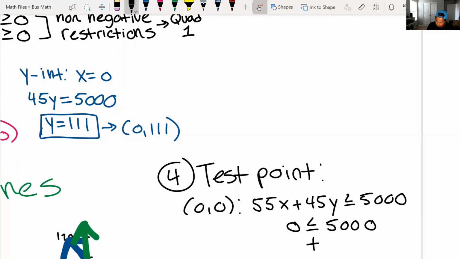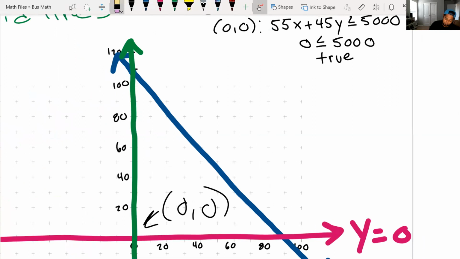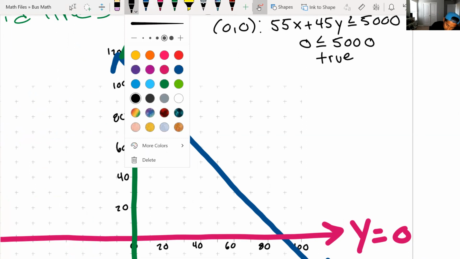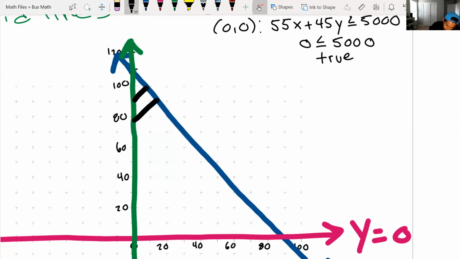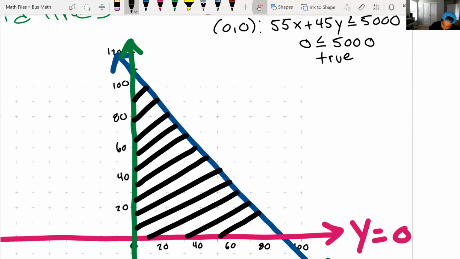And that is true, which means when we come back to our graph, we will be shading down, but our shadings will be contained just in quadrant 1. So there we go. Shaded.